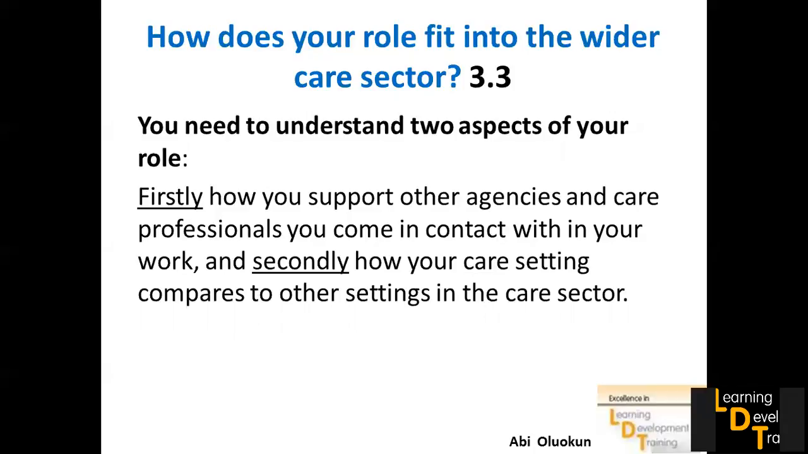So you need to write about that, show your understanding, and secondly, how your care setting compares to other settings in the care sector. Why is your own care setting important in comparison to others? What's the link? If you work in domiciliary care, how does that compare to the other settings? Are you helping people stay in their own homes longer and enjoy the comfort of their own homes? What is the link with the other care sectors?